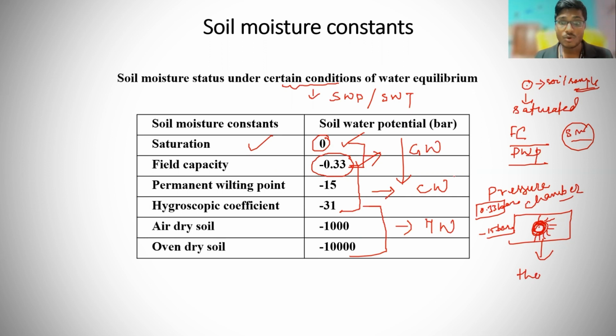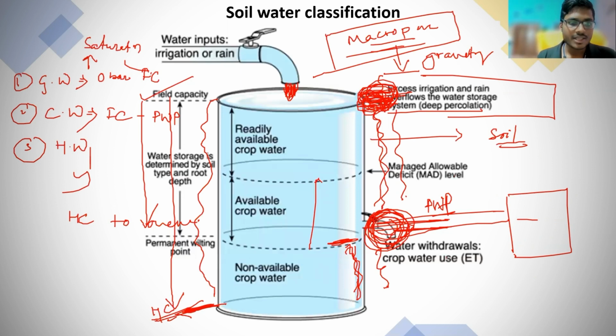Biological classification is simple, two types: available water and unavailable water. Out of gravitational water, capillary water and hygroscopic water, what amount of water is available to plant and what amount is not available to plant, that gives us the available and unavailable water. So here in this example we can see, I will just clear this.